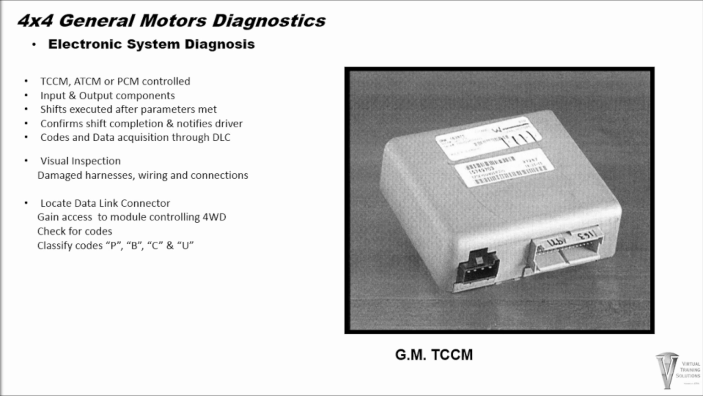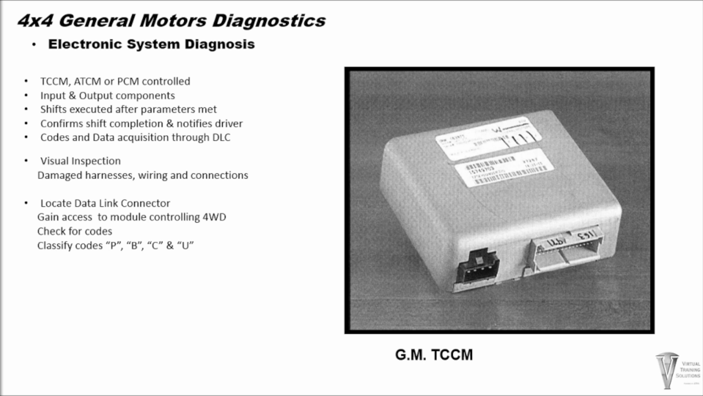General Motors 4x4 systems are controlled by the Transfer Case Control Module, Automatic Transfer Case Control Module, or the PCM, depending upon vehicle application. The Transfer Case Control Module, Automatic Transfer Case Control Module, or PCM, uses various inputs and outputs to control the 4x4 system operation after all parameters are met. The module confirms the request for range change has been completed by illuminating the appropriate indicator light located on the dash.